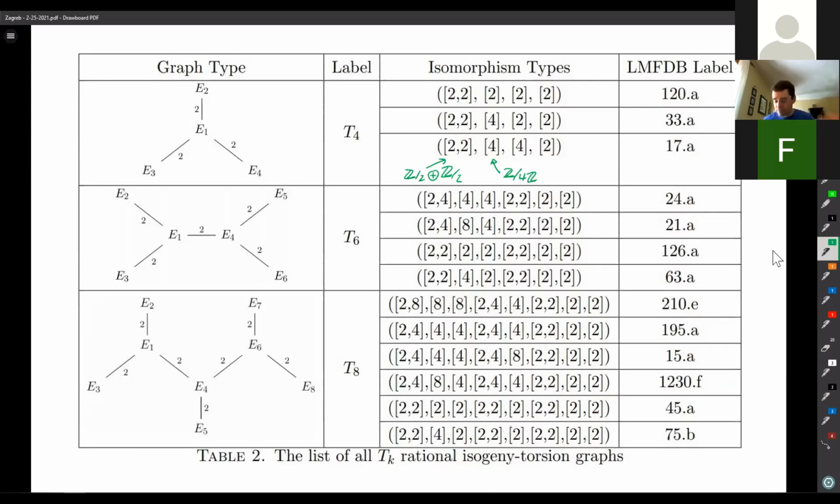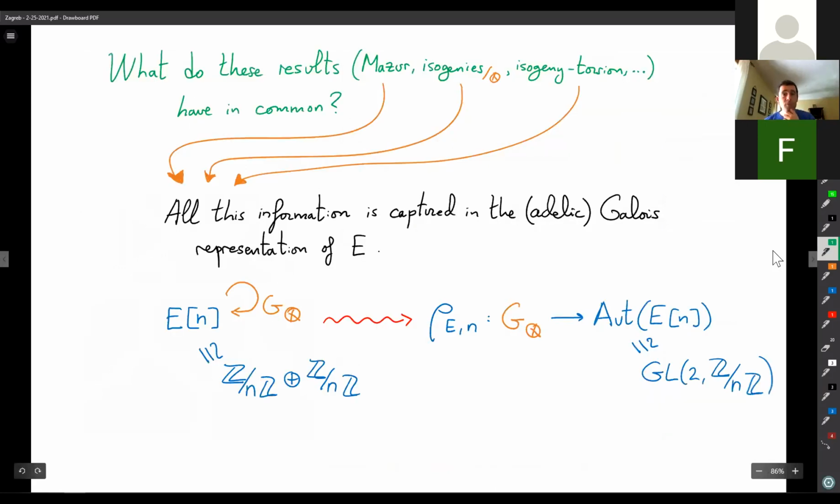Okay, very good. So this is the classification, just an example of what happens with the T graphs. And we have in the paper, you can find tables for all the other types of isogeny graphs. Okay, but what do all these results have in common?